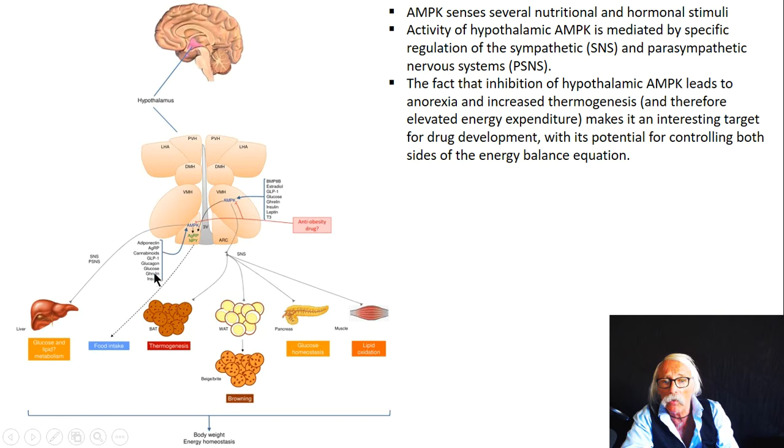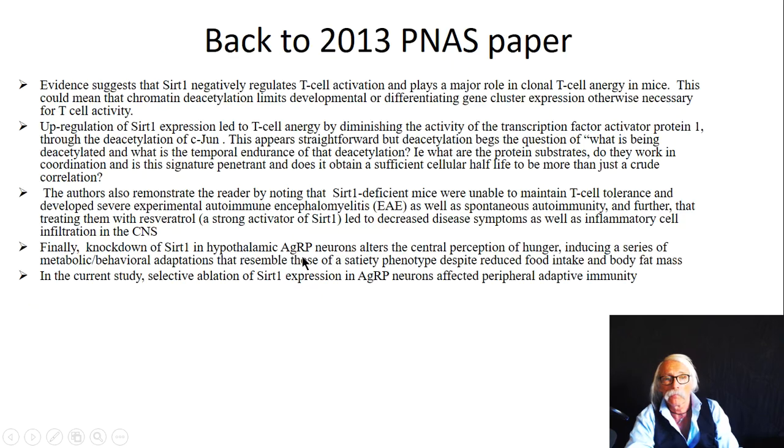And we already looked at these individual components and how they work through these given enzymatic complexes. There's the AMP kinase, and where we might want to find a way to control AMP kinase would be up here in the hypothalamus. That's what it says here: anti-obesity drug, question mark? All right. Now, that was just the background. Let's go back to the PNAS paper.